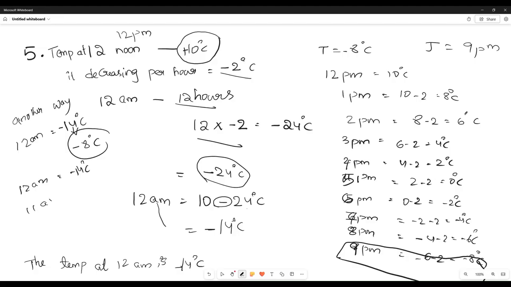Like 11 a.m., what will be the degrees? Minus 12 plus 2, which becomes minus 10. At 10 a.m., minus 12 plus 2, which is minus 10. At 9 p.m., minus 10 plus 2, which is minus 8 degrees Celsius.